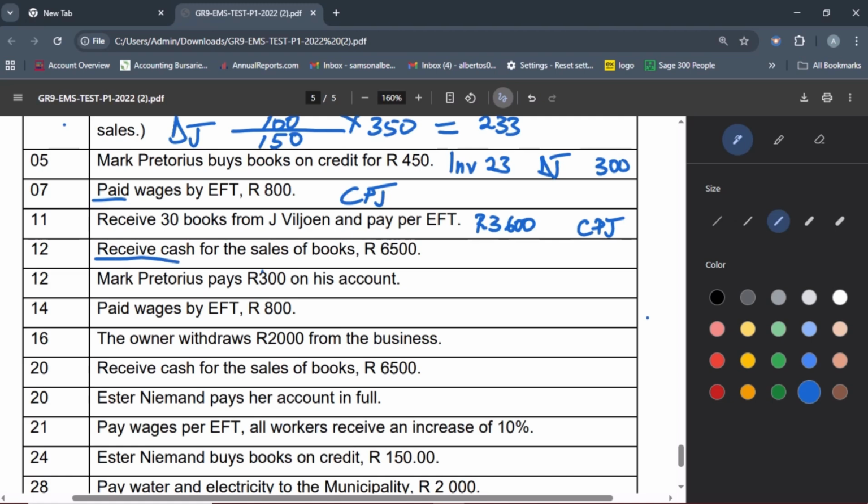Receive cash for the sales of books 6,500. So we are receiving cash, and this is for the sales of books 6,500. You are having CRJ. But the moment you sell, you must calculate cost of sales. And we said that should be 100 over 150 times 6,500. So every time you find yourself handling the selling of goods, you must immediately calculate the cost of sales.